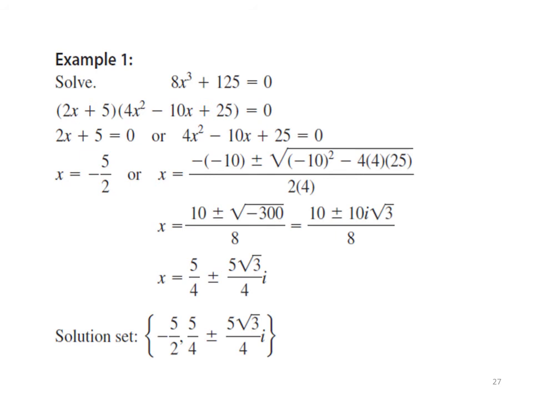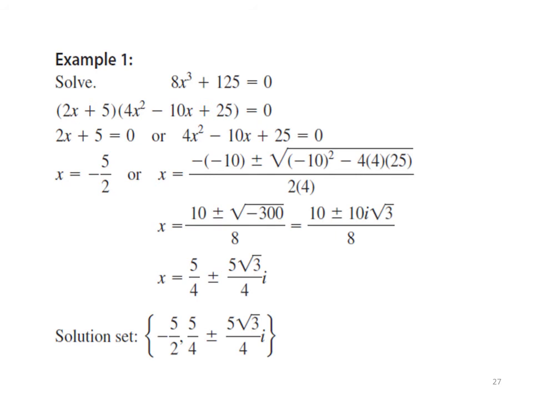So here are your two solutions that you get from the quadratic term, plus you have a solution from the linear term. So you have three solutions. The first one is real, minus 5 over 2. The next two are conjugates, complex numbers, 5 over 4 minus or plus 5 times the square root of 3 divided by 4 times i.